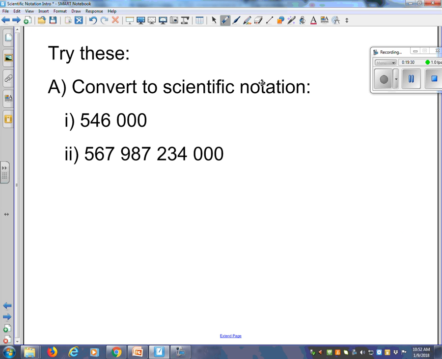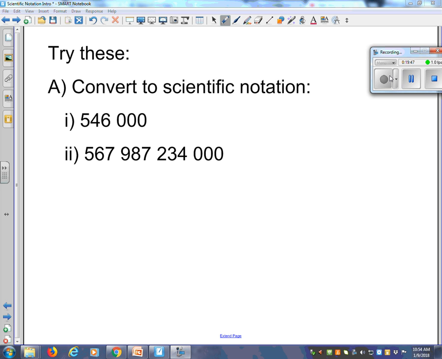Okay, I want you to try converting those to scientific notation. Try them right now. Try those, I'll give you the answer right away. Let me do these ones here.